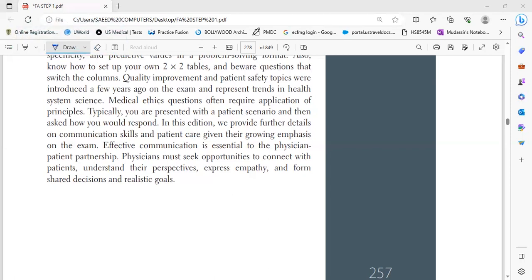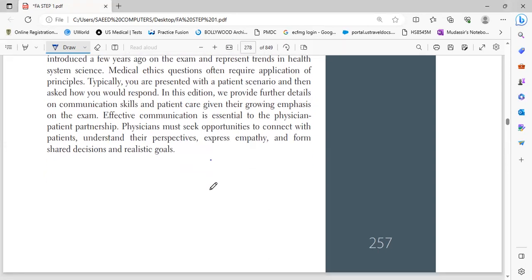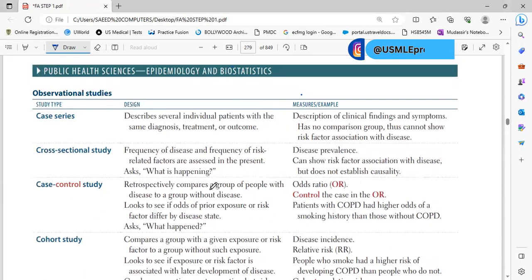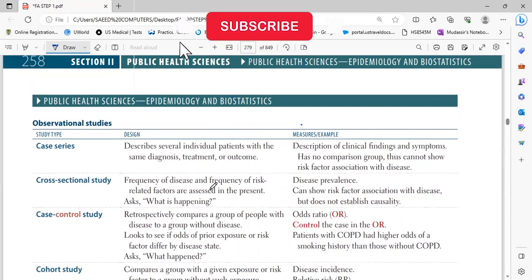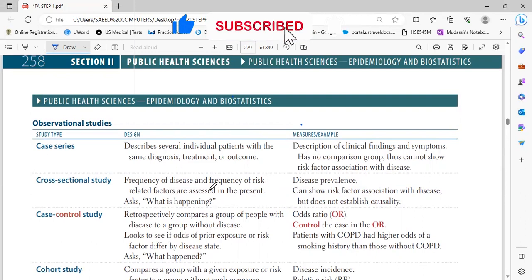Let's start with the first one. The first one is a case series. It describes several individual patients with the same diagnosis, treatment, or outcome. Here, case series is just a descriptive study. You are just describing the disease.